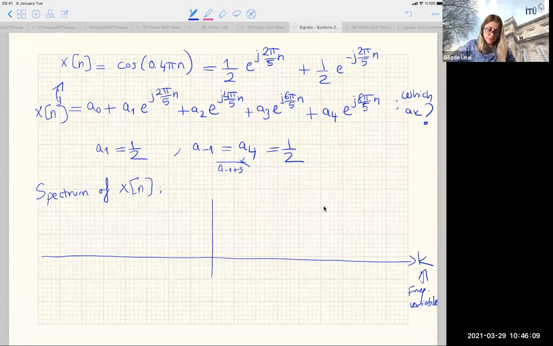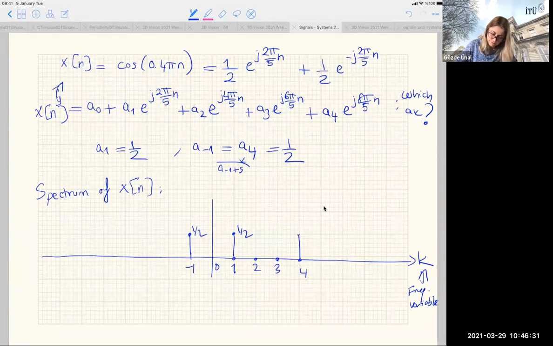Now I need to put down 1 over 2 at 1 and 1 over 2 at minus 1. And we should just repeat these at 4. 5 is 0. Then repetition comes: 5 is 0, but now 6 is 1 over 2, because a1 plus 5 is a6, which is also 1 over 2.